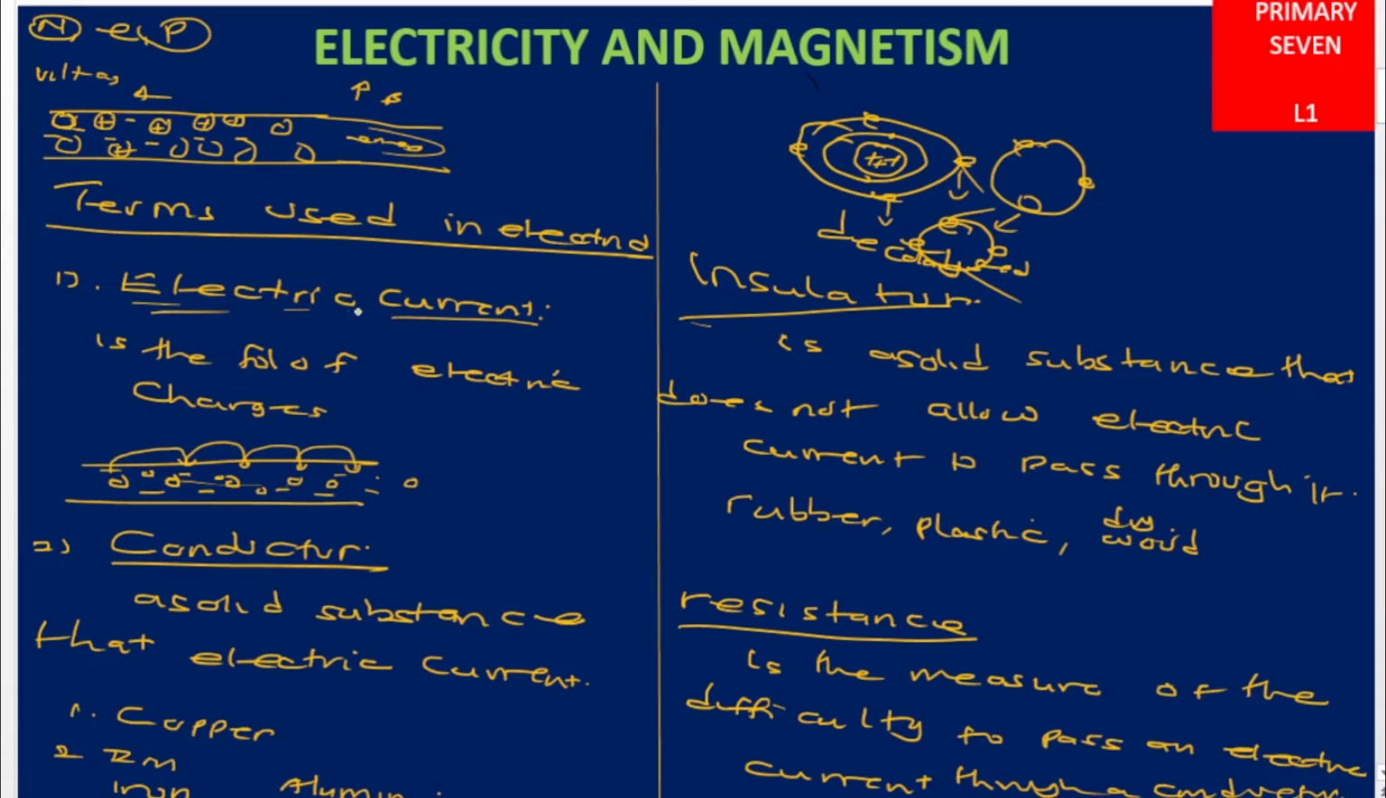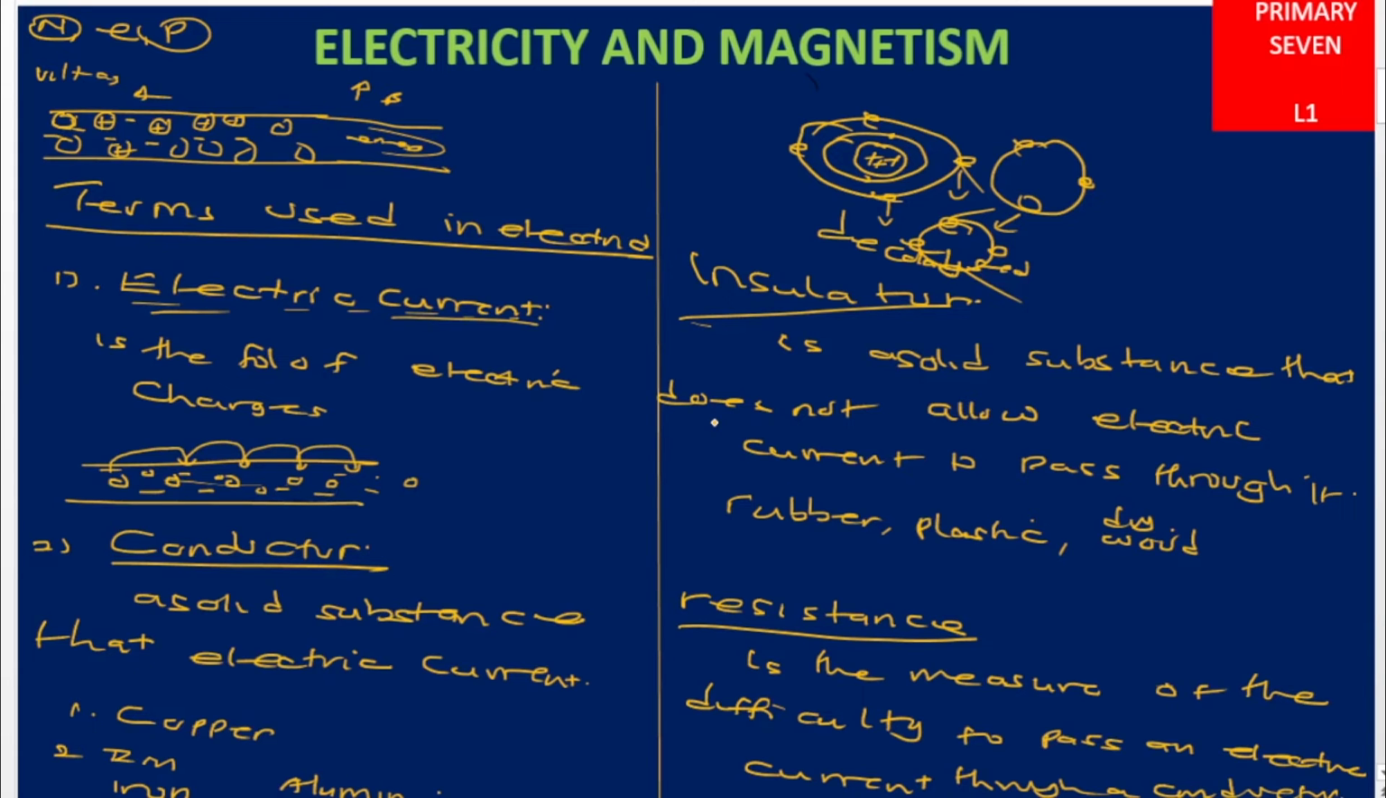Then we've looked at the terminologies. One, we've started with electric current, and we've said that electric current is the flow of electric charges. Then a conductor is a solid substance that allows electric current to pass through it. Then insulators are solids that do not allow electric current to pass through them.